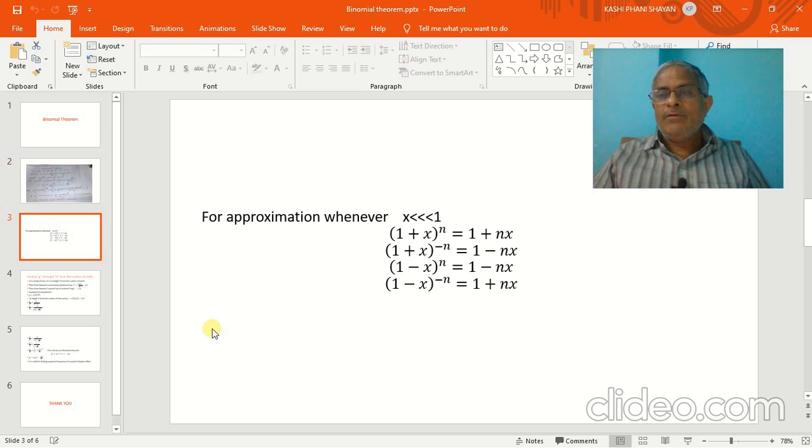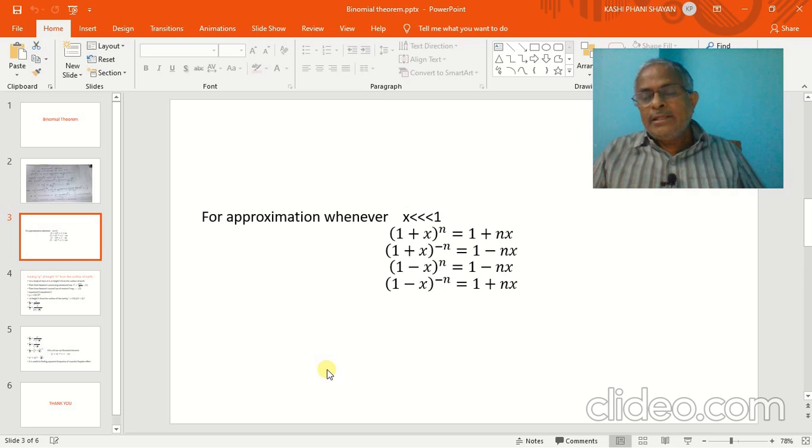What is the use of the binomial theorem? We use it for approximation when x is very much less than 1. How can you write it? (1 + x) to the power of n will become 1 plus nx. (1 + x) to the power of minus n becomes 1 minus nx. (1 minus x) to the power of n becomes 1 minus nx. (1 minus x) to the power of minus n becomes 1 plus nx. You remember, these are very important.